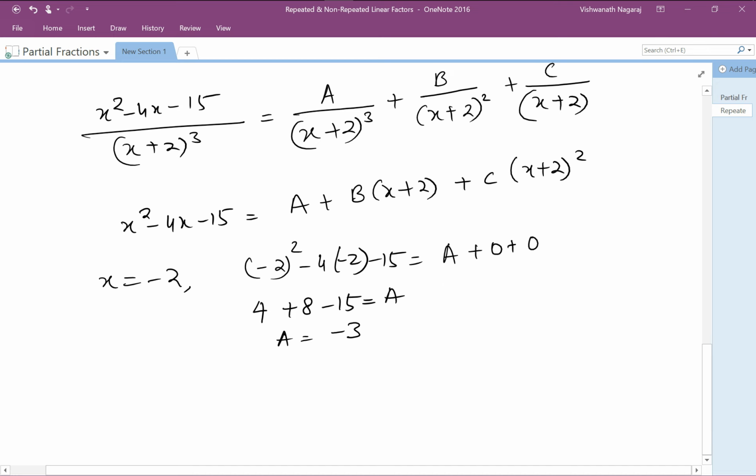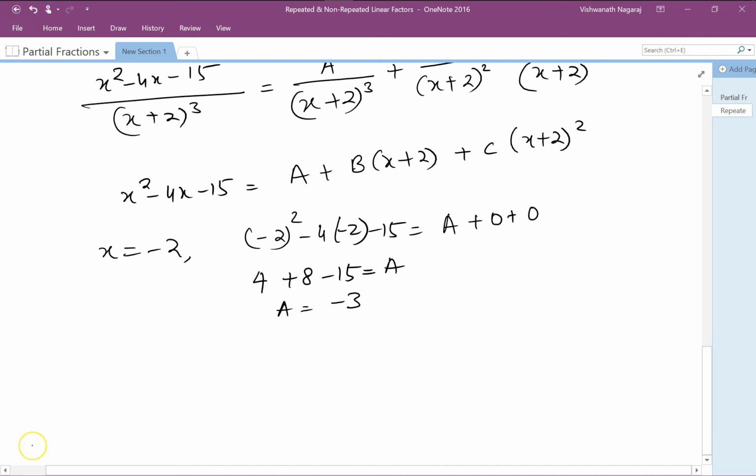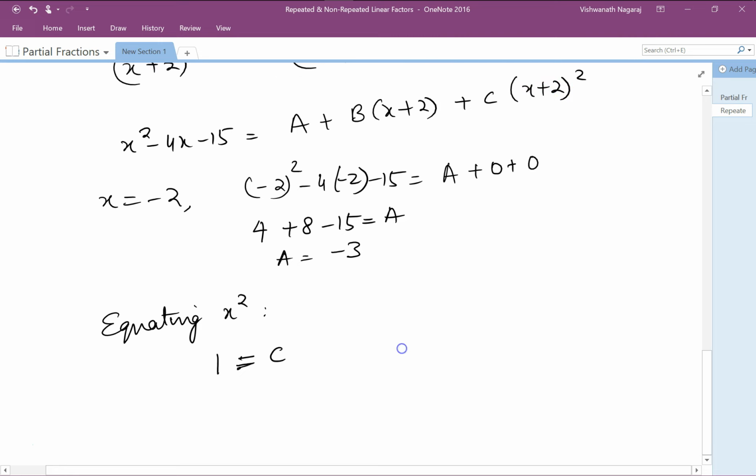Now there's nothing else we can do, right? Let's equate the corresponding terms. Now let's look at x square and equate the coefficients of x square. Left hand side is 1, right hand side there is only 1 x square, c x square, so c is equal to 1. Now what about b?